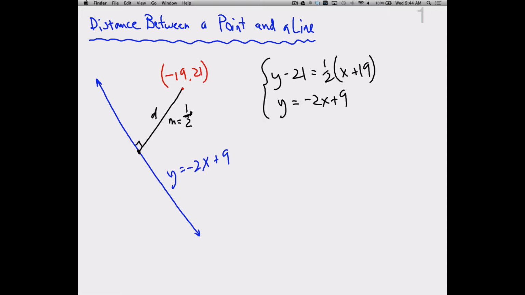Substitution. Substitution would be a good idea. I'm going to take this mess here and put it in there. So I get negative 2x plus 9 minus 21 equals, and I'm going to do that right away. Oh boy. It's happened already, 19 halves.